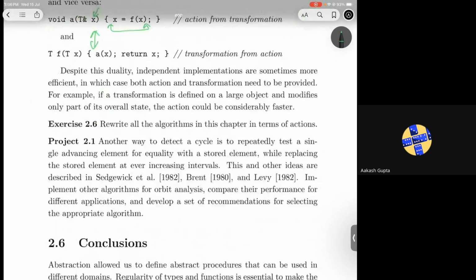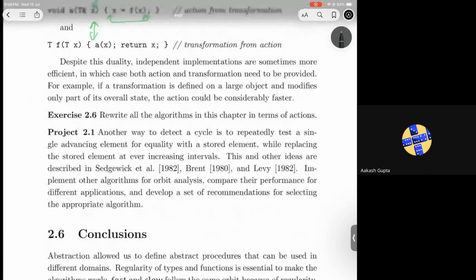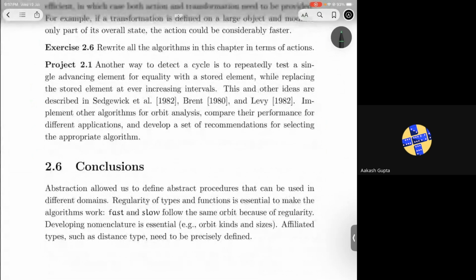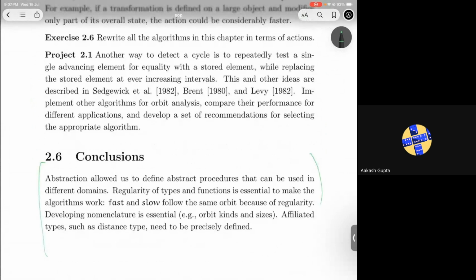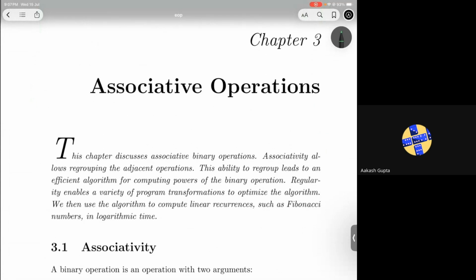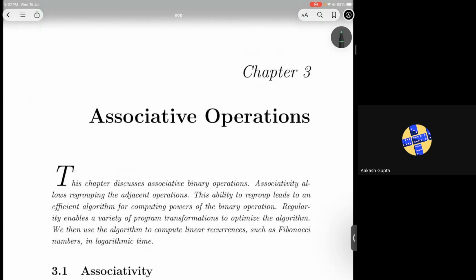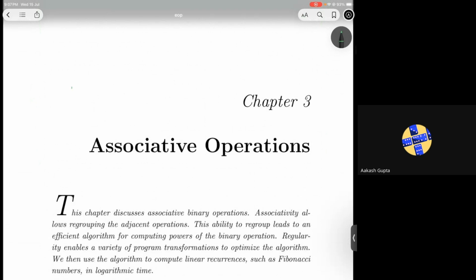So we have covered actions and transformations. So yes, we have completed this chapter. In the next session, we will cover associative operations, where by associativity we mean that if star is an operation between two elements A and B, then this thing equals this thing. It means we don't care in what order we apply the operation, we will get the same result.